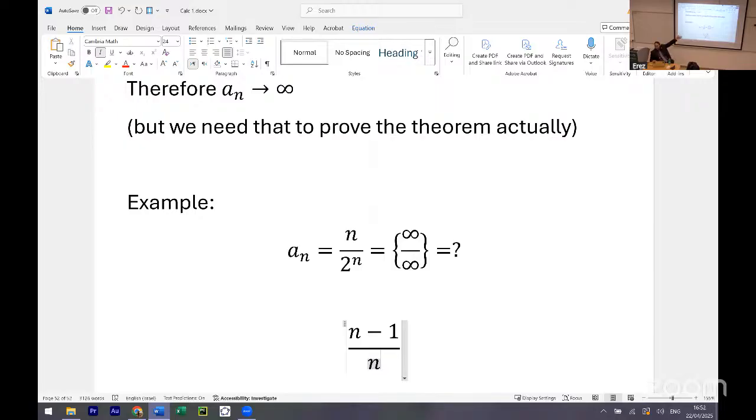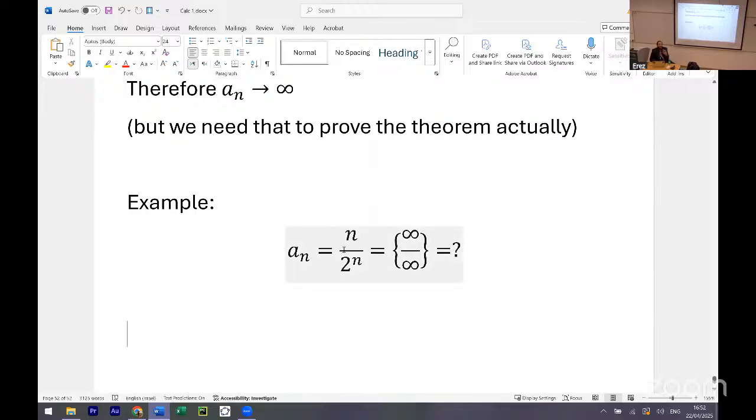I have a better example, to be honest. n over 2n over n, that's just half, right? So half is 0. Everything smaller than 1 is 0 from this point forward. Makes life much simpler. No, it's not trivial at all. It's not trivial at all.